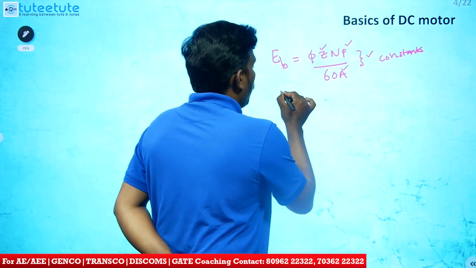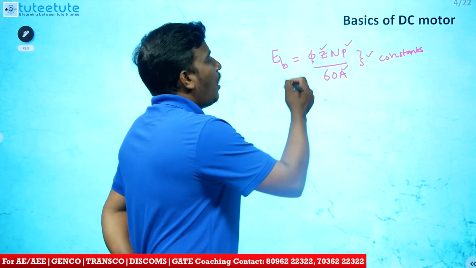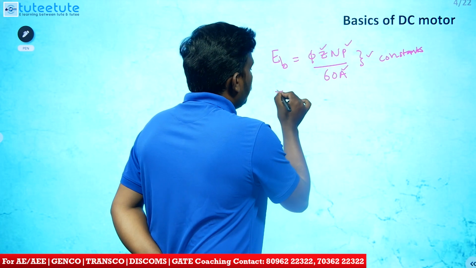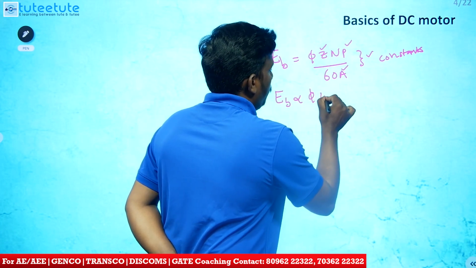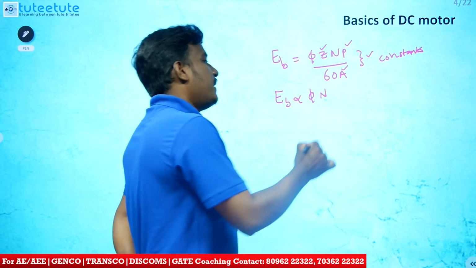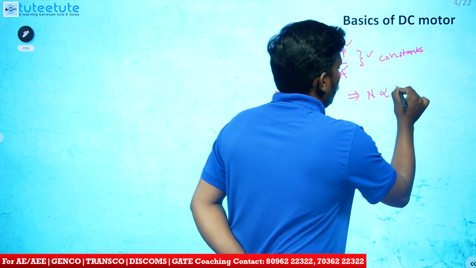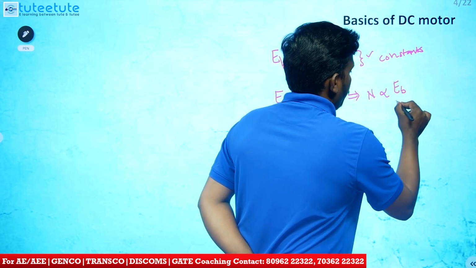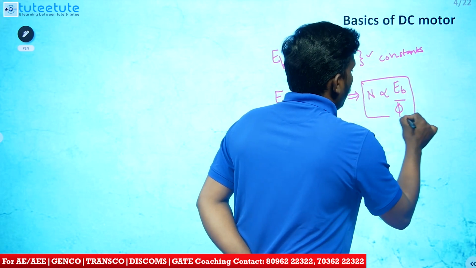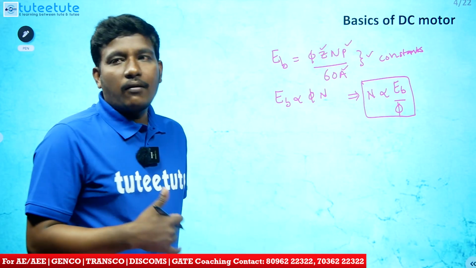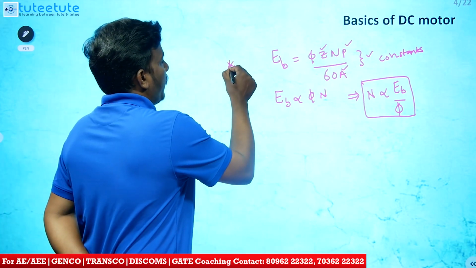We are discussing the operating condition of a DC motor, so we treat all other parameters as constant. Then EB is directly proportional to pi n. From this you can write that speed is directly proportional to EB by pi. This is an important relation we are going to use frequently for our analysis of DC drives. This is back EMF.